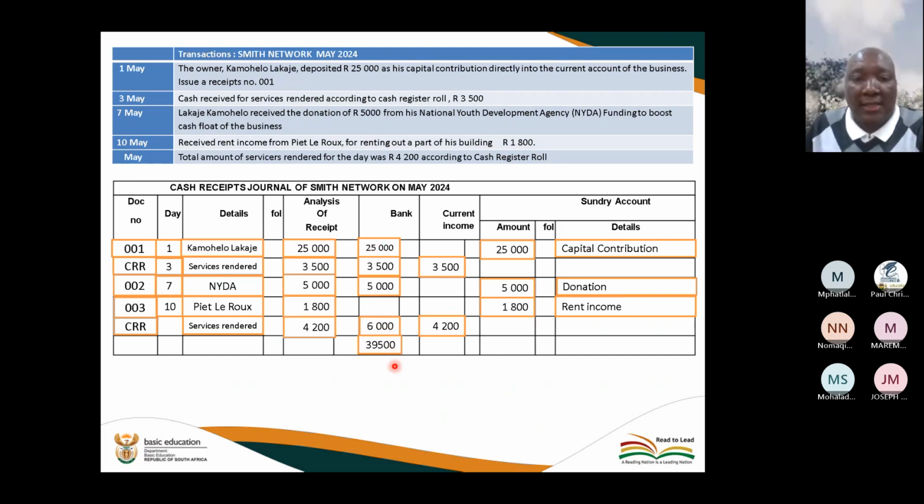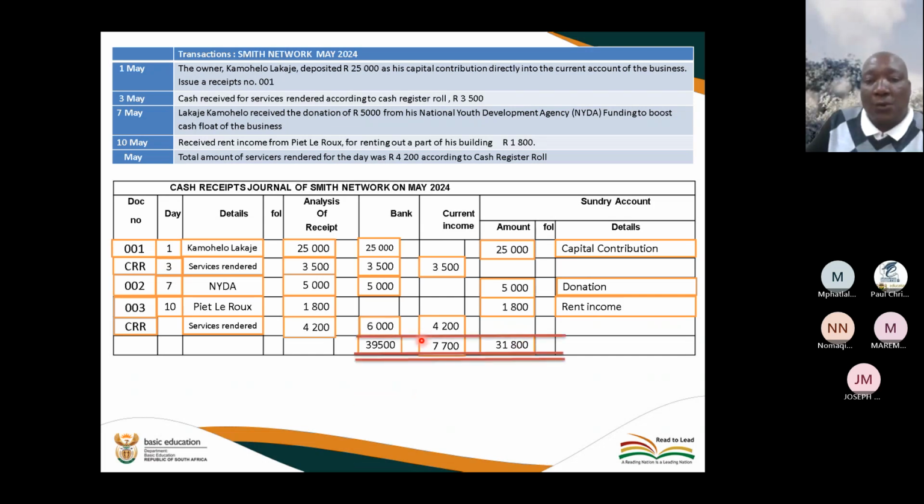Those totals, when we add them, give us 39,500, 7,700. We add them, 31,800. Now, how do we close it off? When you close the account off, that's when you draw this line, and then you add this total. When adding this total, then you get this 39,500. This process, we call it, you close off the account.